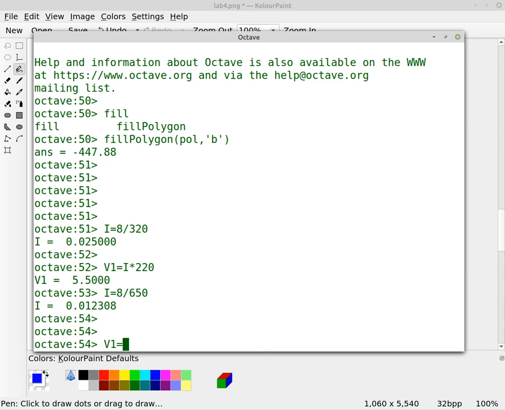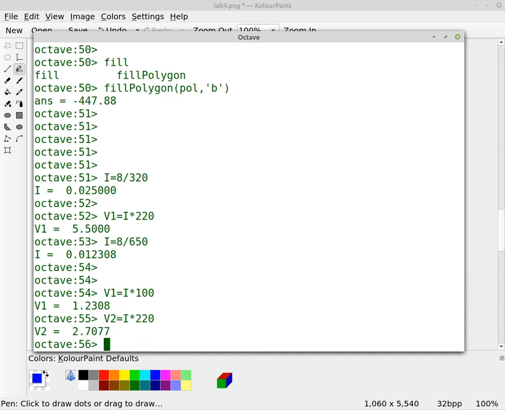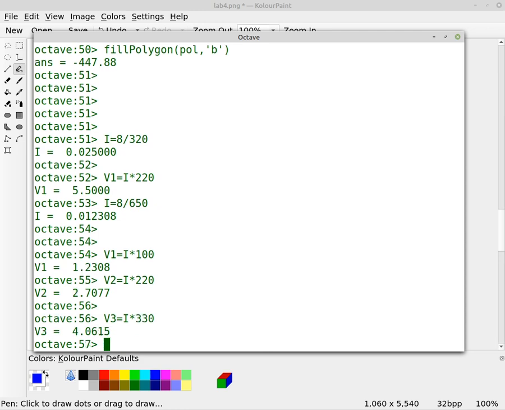Okay. So I'm going to flip over to the calculator here and calculate those. So we're going to have V1 is equal to I times the 100 ohms. And so that is 1.2308 volts. V2 is equal to I times 220, which is 2.707 volts. And V3 is equal to I times 330 ohms. So that's 4.0615.